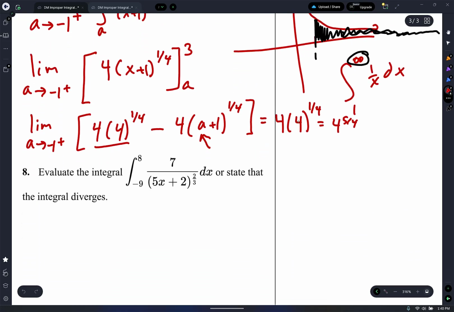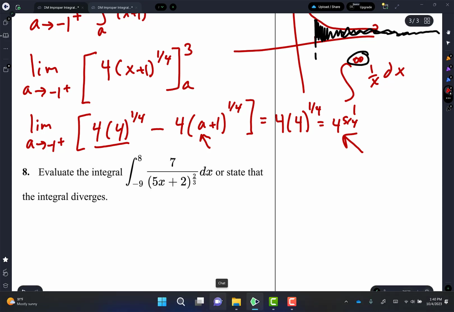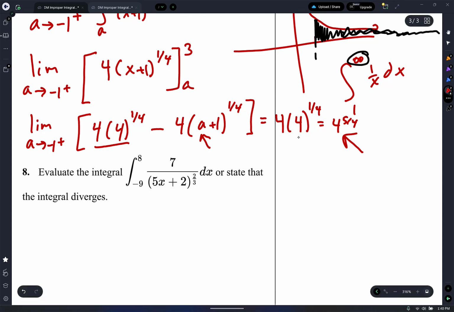So here's the answer. I would have thought, because it's an AI, that it would have done that, but it's the same. 4 times 4 to the 1/4 is the same thing as 4 to the 5/4. You're adding 1. And so then this converges. It converges to that value. See how sometimes it converges and sometimes it doesn't?